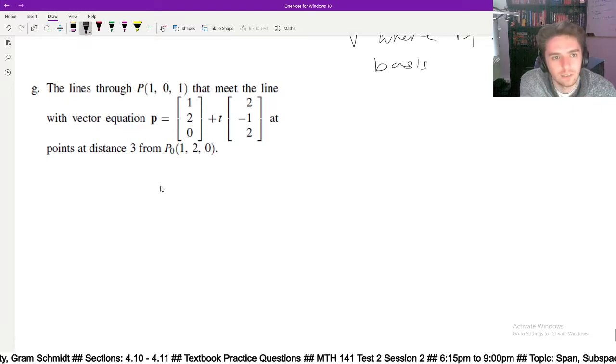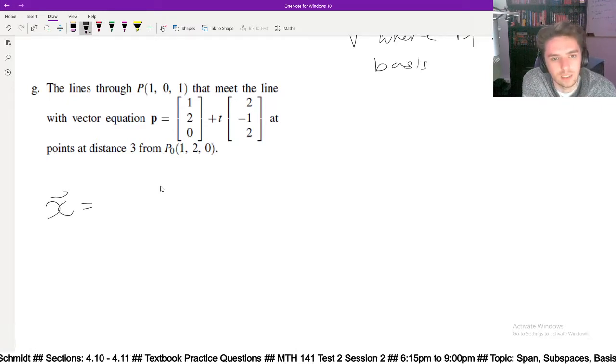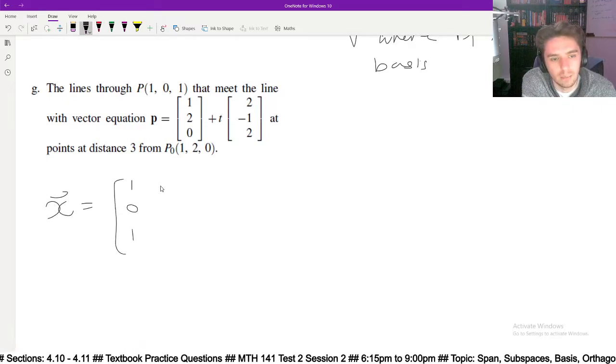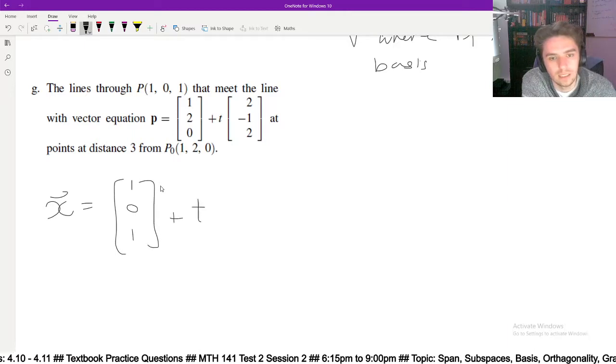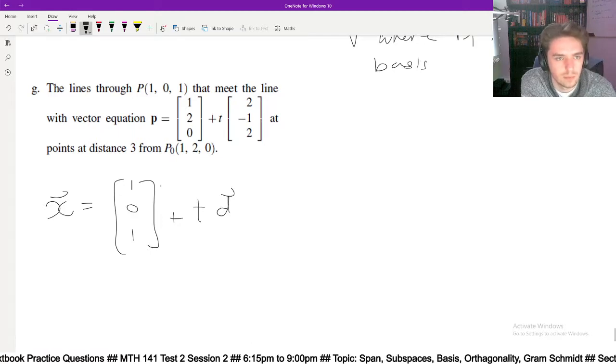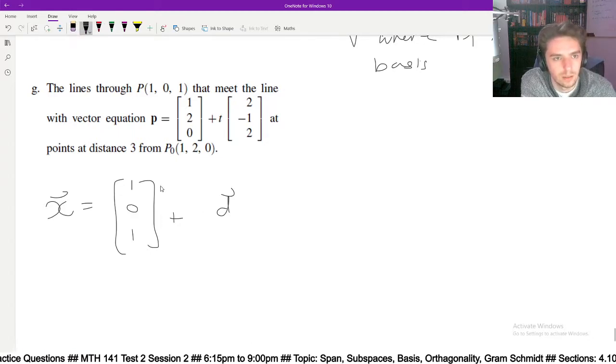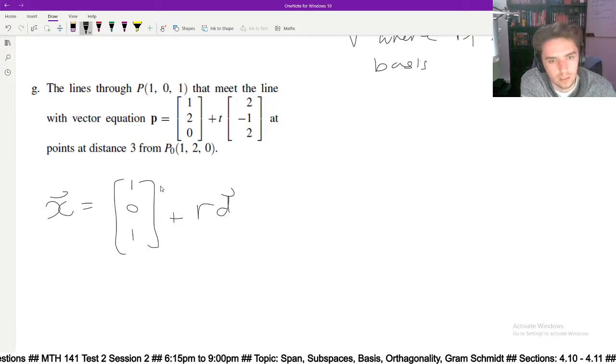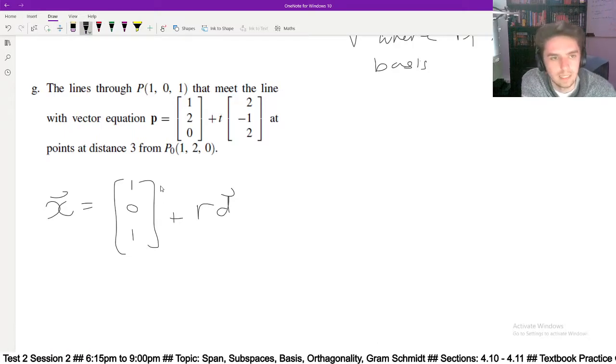So the vector form of our line is going to start like this: (1, 0, 1), because that's our starting point, plus t times the direction vector. Plus r times, well, t is already used here and I don't want to use s, so t times the direction vector. That's our line.